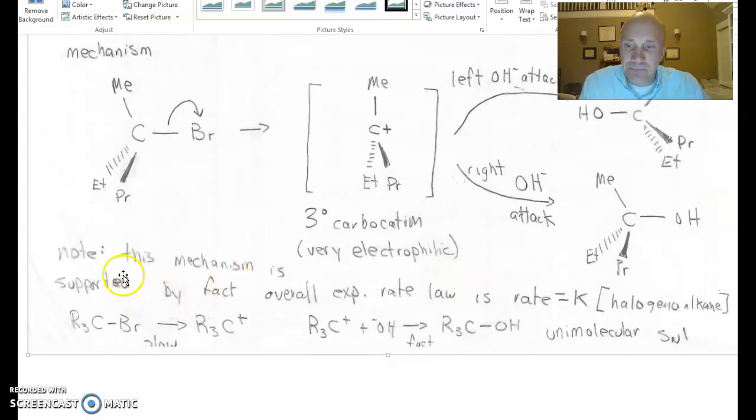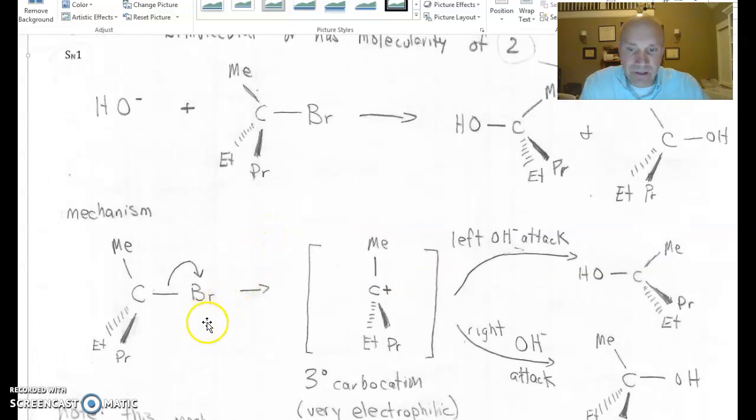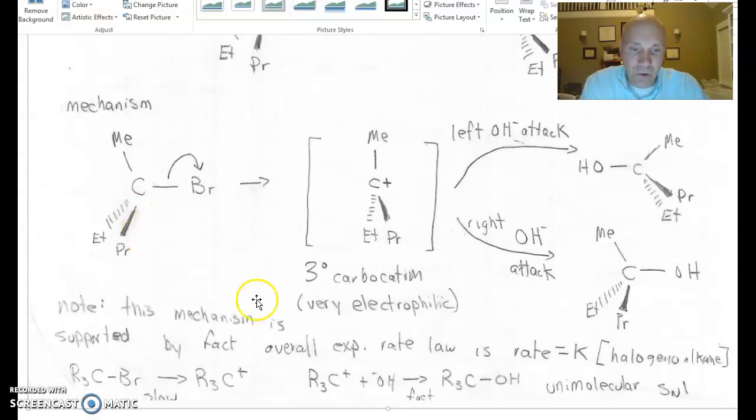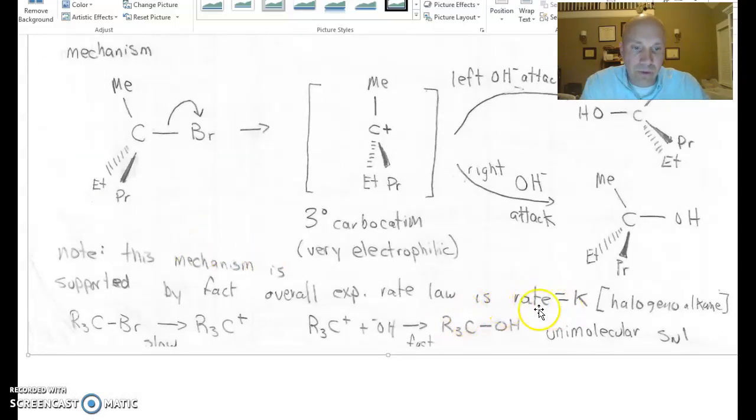The reason we have evidence for this mechanism is that if you change the amounts of things, remember in this reaction we have both the alkyl halide and also your nucleophile, what was found is that the overall reaction only depended on the amount of the halogenoalkane, or the alkyl halide. That's because this right here is the slow step in the mechanism. So when they say that this is an SN1 reaction, the one comes from the fact that there's only one chemical in the rate equation.